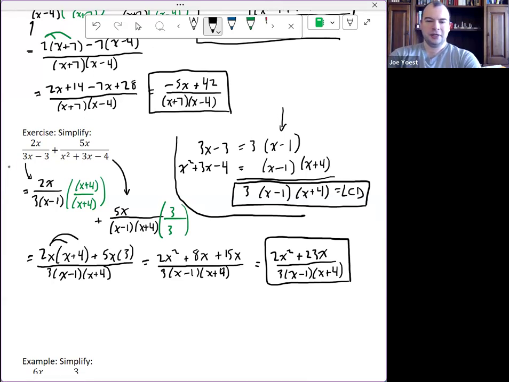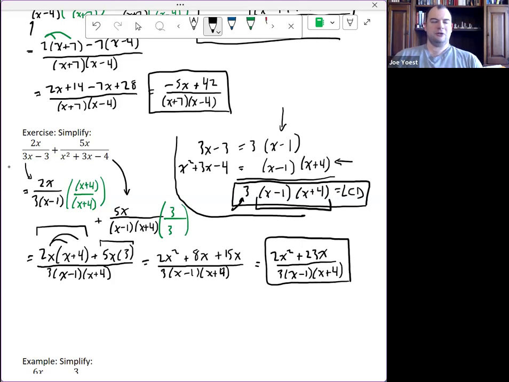For my second fraction, I have 5x over, well, I could write it as x squared plus 3x minus 4, but it's a little more helpful to write it as x minus 1 times x plus 4. What I have here, I've got these bits taken care of, but I need to stick a building block of 3 on there in the denominator, and then of course in the numerator as well, so I don't change the value. And then what do I end up with? Well, kind of multiplying and then adding, I end up with 2x times parentheses x plus 4 plus 5x times 3 all over this lowest common denominator of 3 times x minus 1 times x plus 4.